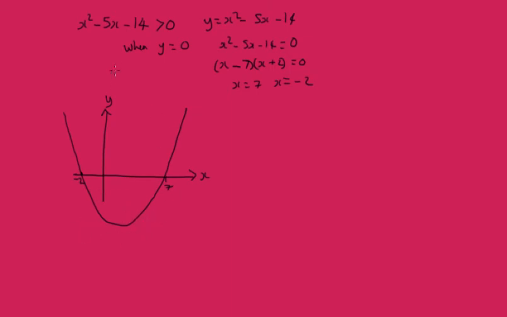When we're trying to solve the inequality, we don't need to worry about where the minimum value is, because we want to know when this is greater than 0. So we want to know when it's above the x-axis, y is greater than 0. So this is when it's positive, and this is when it's positive. So the solution is when x is less than minus 2 and when x is greater than 7.